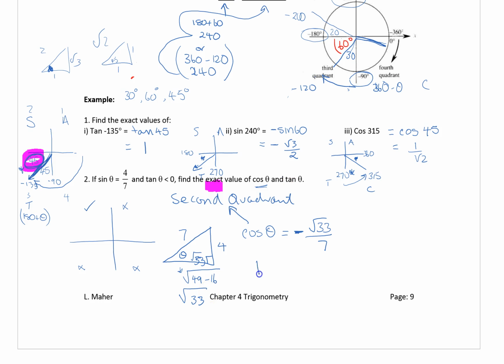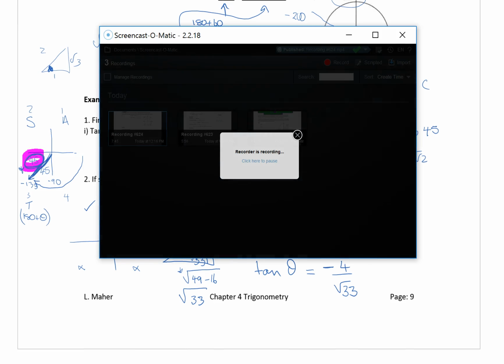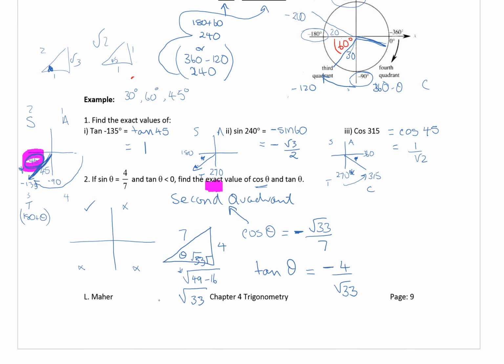The other ratio we were asked for is tan of theta. And what do we know about tan in the second quadrant? We know that tan is negative, and the tan of theta from our triangle would be opposite over adjacent. So it's negative 4 on root 33. And we don't need to rationalise the denominator. It's not really testing that. There's plenty of other things it's testing.